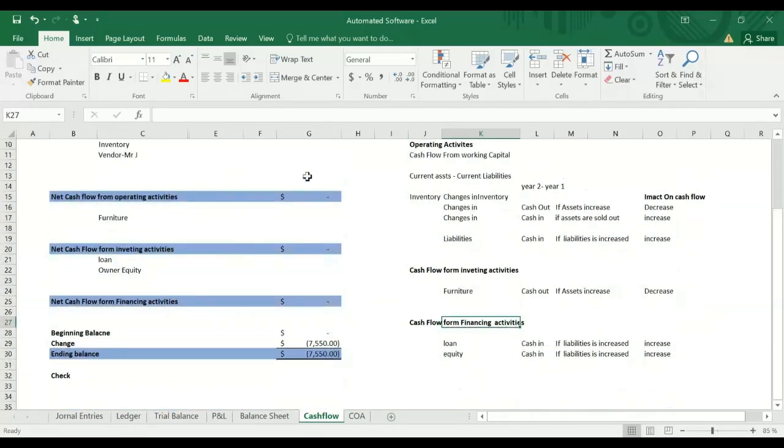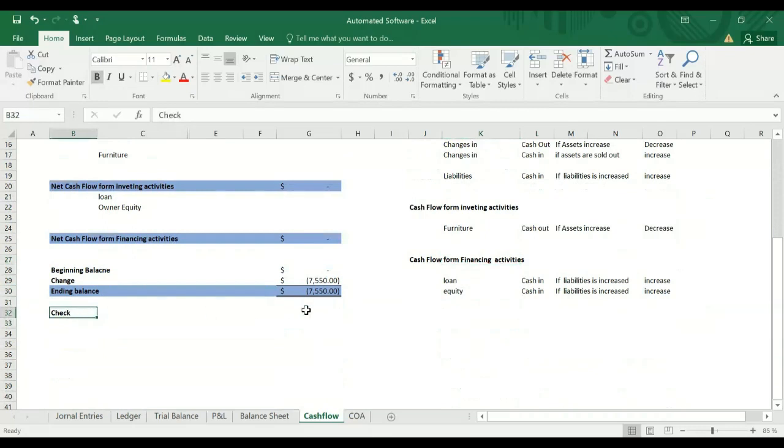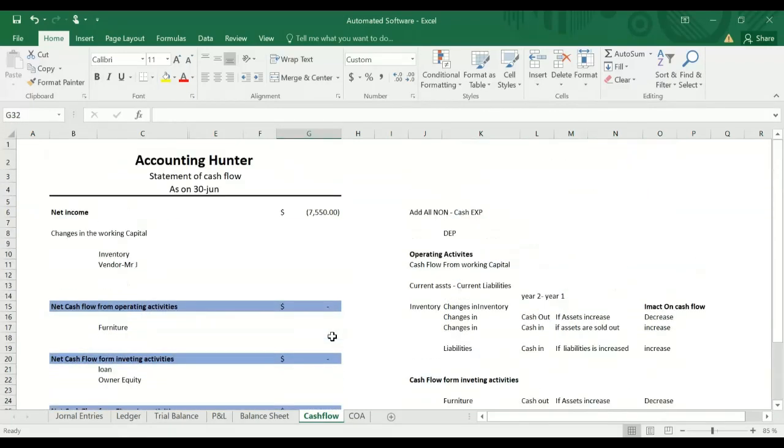And after completing all those balances, we have created a check over here. If the check is zero, it means that our financial statements, our cash flow statement, is perfect. There's no mistake in the financial statement if the check is zero. So let's get started.